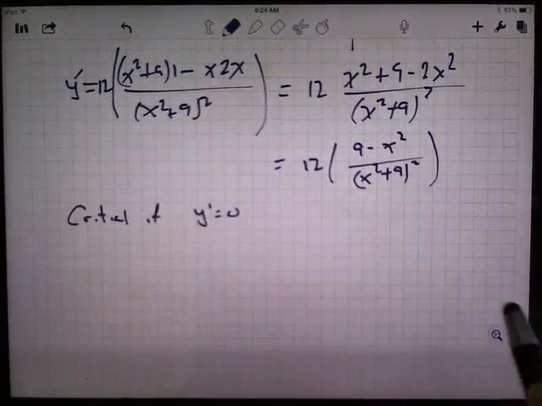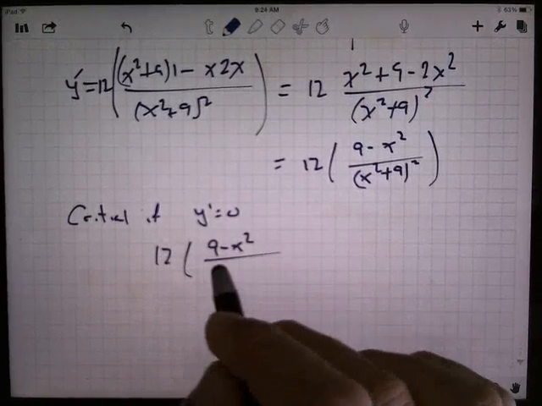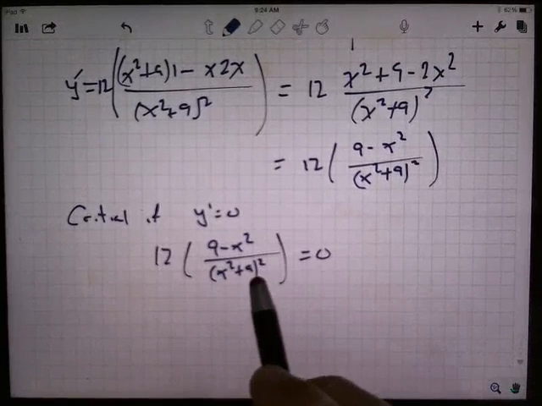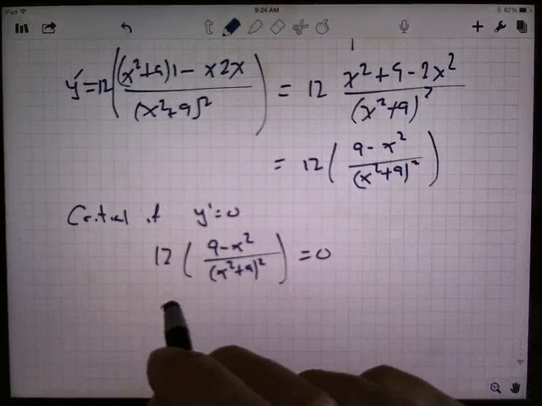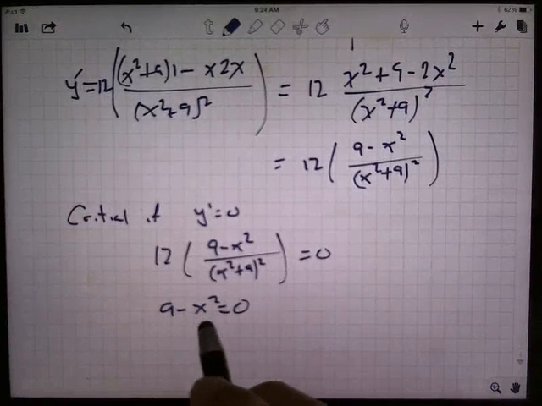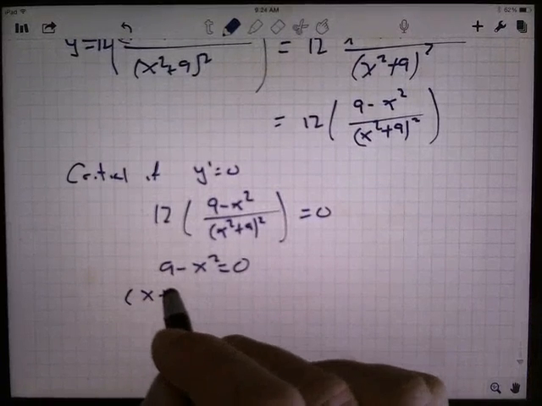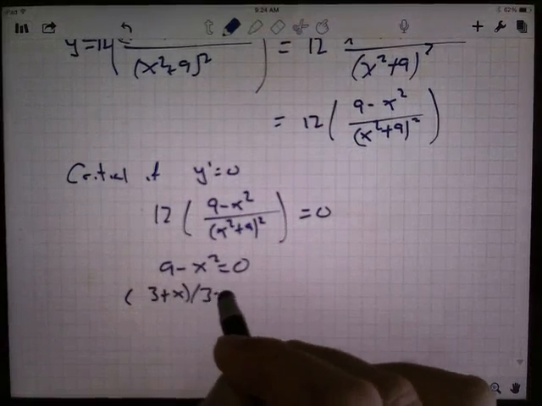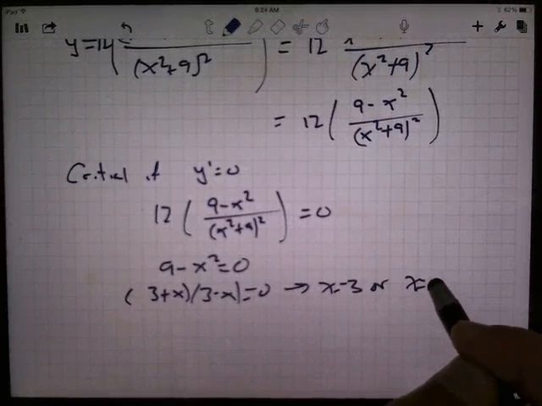So I've got 12 times 9 minus x squared over x squared plus 9 squared equals 0, which, divide by 12, multiply by the denominator, it's the numerator that's got to equal 0. So 9 minus x squared equals 0. Either think of this as factoring it or however you see it. This is 3 plus x times 3 minus x equals 0, so x equals 3 or x equals negative 3.